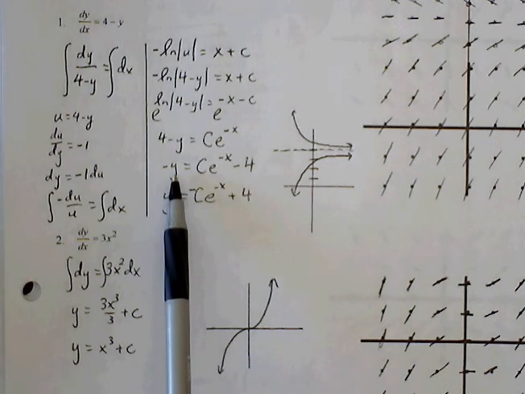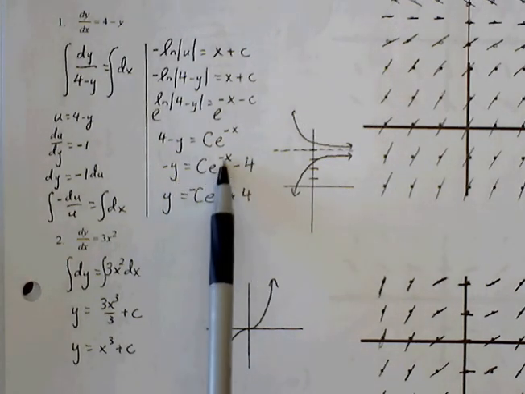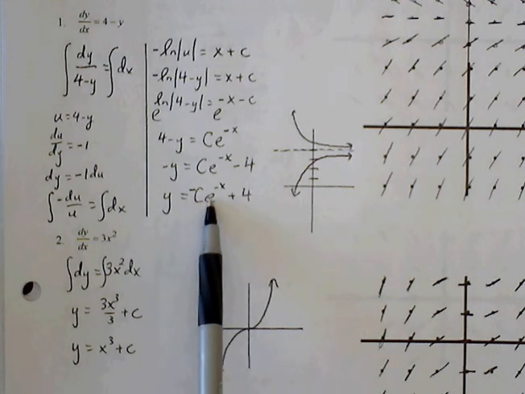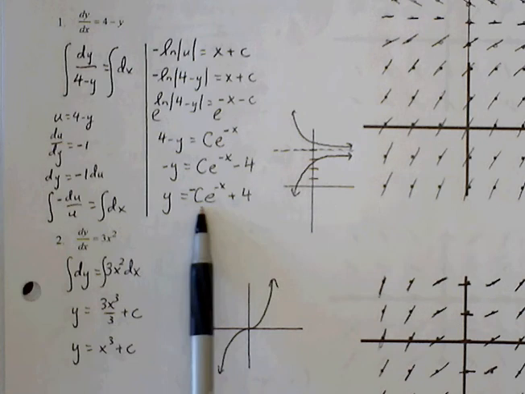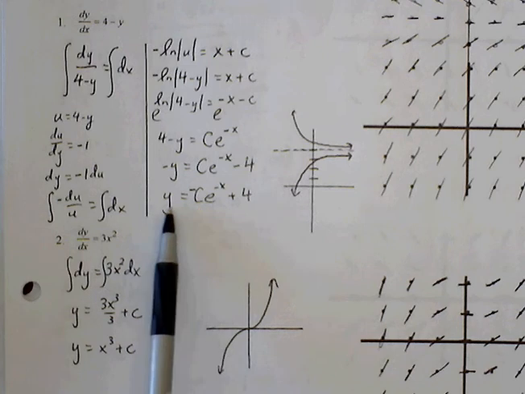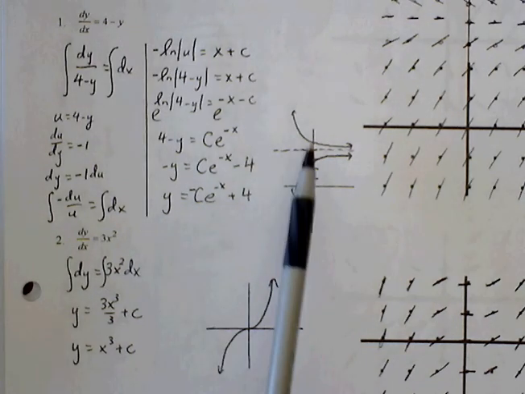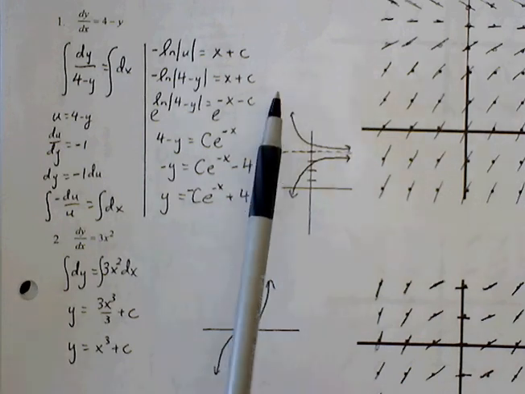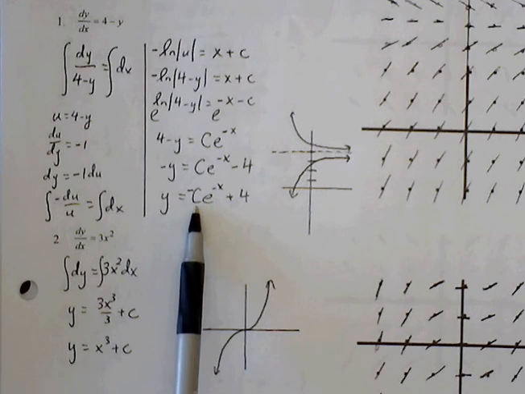Solve for y, I get negative y is equal to c e to the negative x minus 4. And so y is equal to negative c e to the negative x plus 4. So c is just any constant, but if you plug this in your calculator, you can plug in 1, 2, or just leave that as a 1. Plug this in your calculator, and you're going to get a graph that is either increasing or decreasing depending on whether that c value is positive or negative.